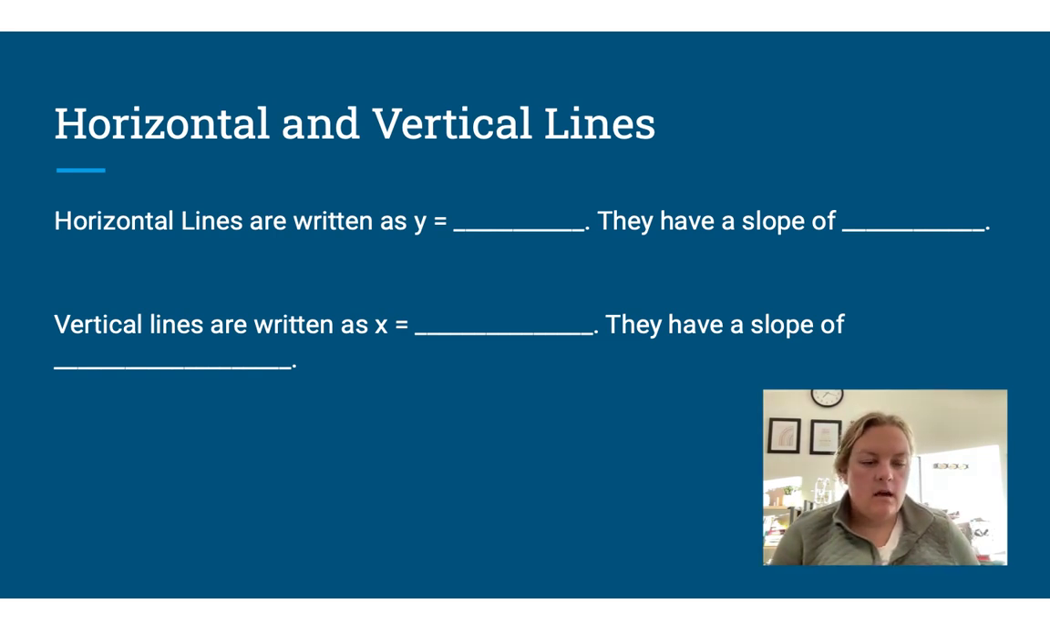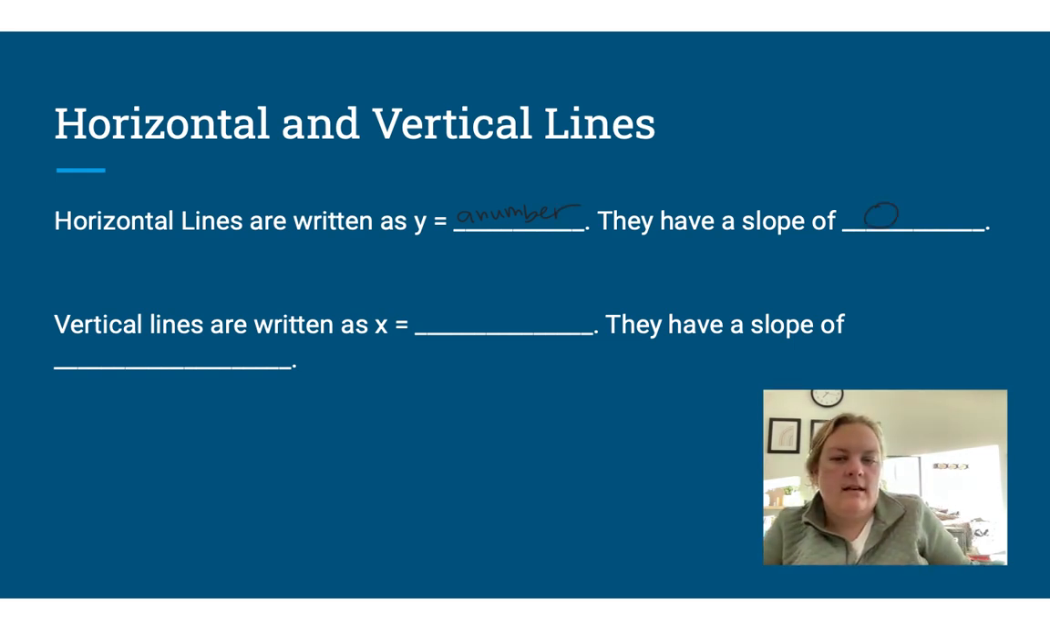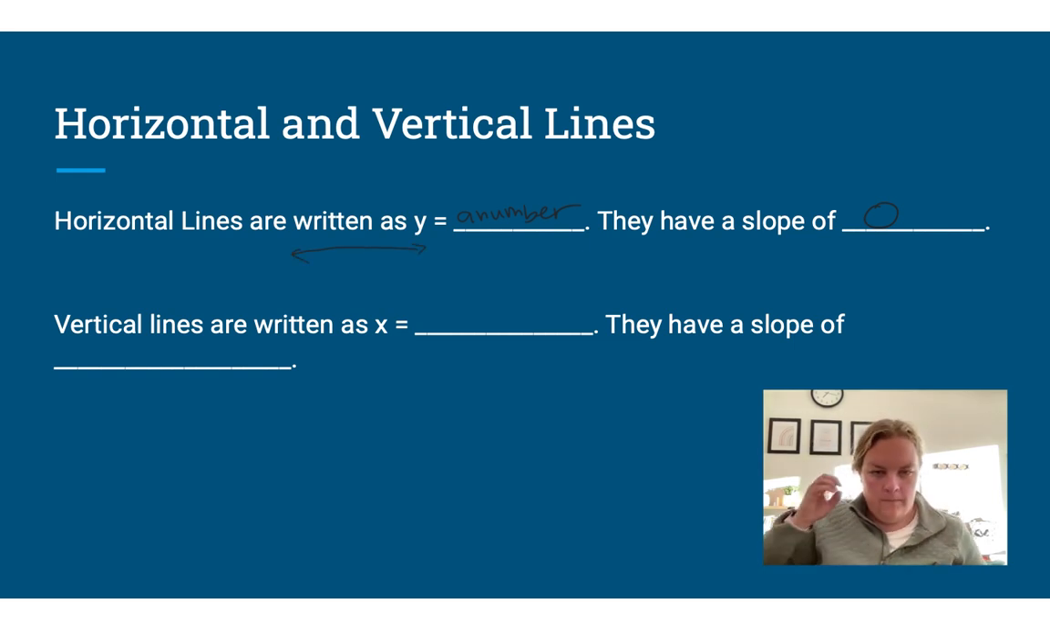The last piece on this page is talking about horizontal and vertical lines. So if you go back, I talked a little bit about constant functions, this is where this comes into play. Horizontal lines are written as y equals a number. Y equals a number. And they have a slope of 0 for all of these, okay? Because they go flat, so they do not rise. They do not go up and down at all.